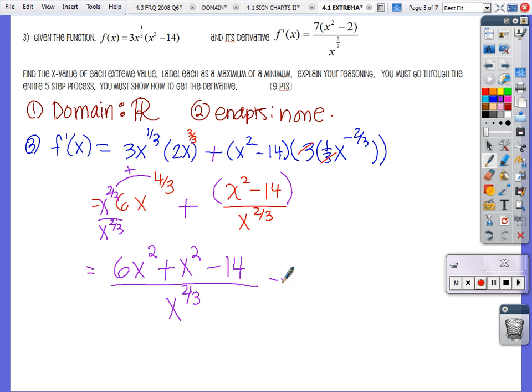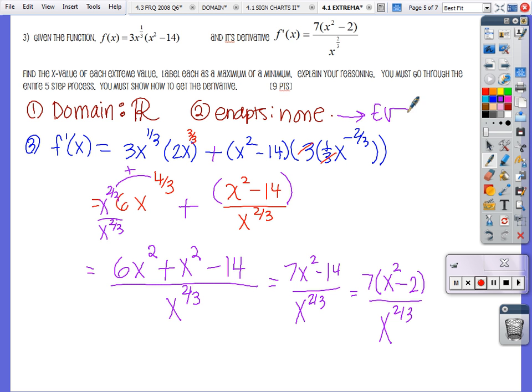Okay, so now I get 7x squared minus 14 over x to the 2/3, which gives me 7 times x squared minus 2 all over x to the 2/3. So if you remember in this one, because we have domain all real numbers, endpoints none, EVT doesn't hold. So I'm not guaranteed anything. I might have something, but I'm not guaranteed. So I'm going to take this to the next page.